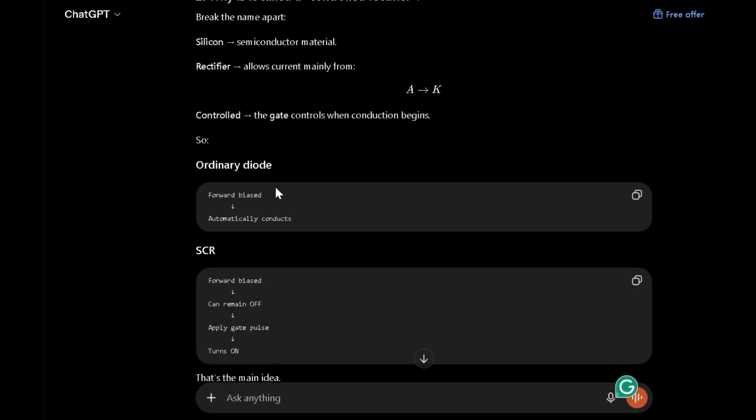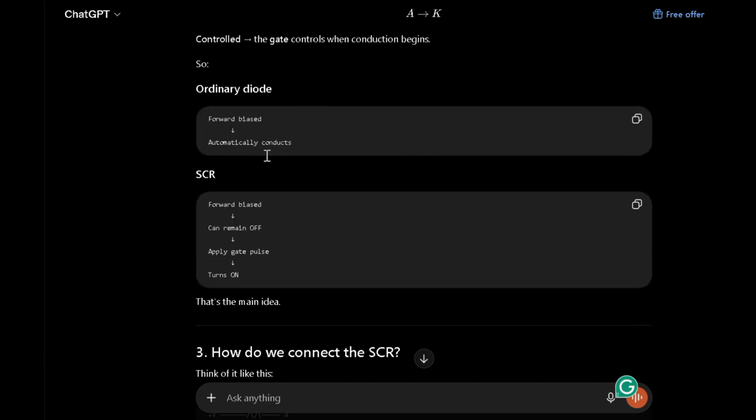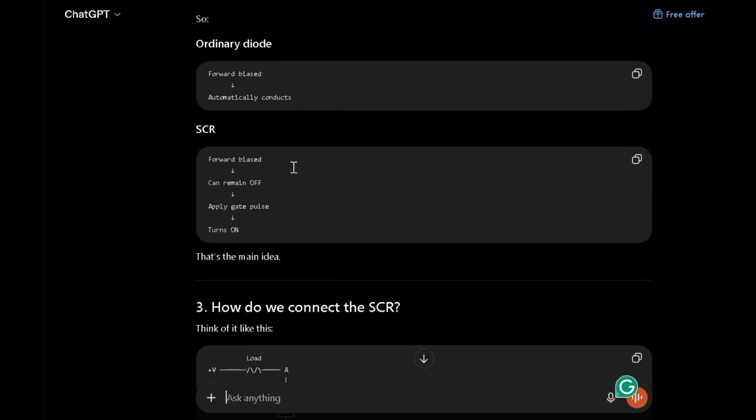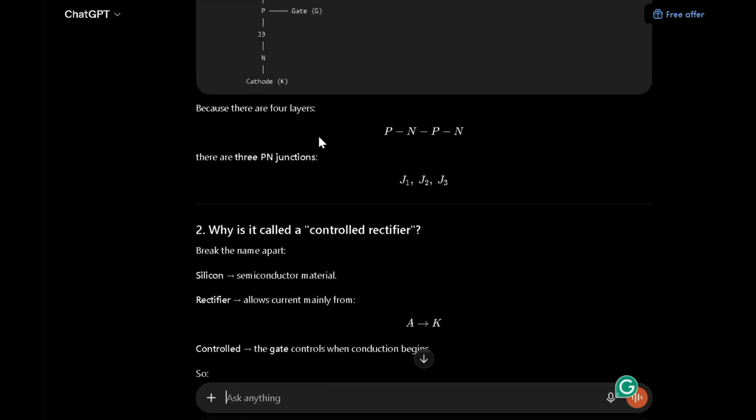The gate controls the conduction. Forward bias ordinarily conducts, but an SCR can remain off. Apply a gate pulse to the second P, and then the main path turns on.